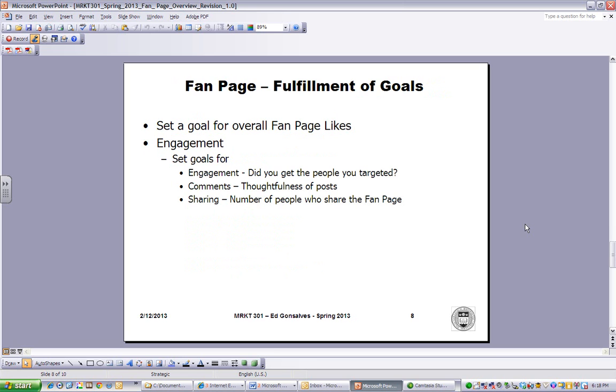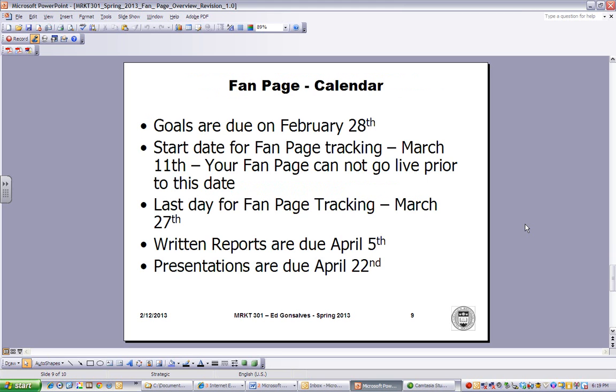So you have to set goals for your fan page. You can set a goal overall of how many likes you get, and then for engagement, how did you reach the people you were targeting when you looked at the demographic? What kind of comments get posted on your fan page? Are they thoughtful, or are they just 'like it, great job', or do people actually spend some time and effort and put some thought behind their comments? And then how many people share your fan page with others? So before you go into it, you pick your brand, and then you set some of these goals, and I'll help give you some guidance on how to do that.